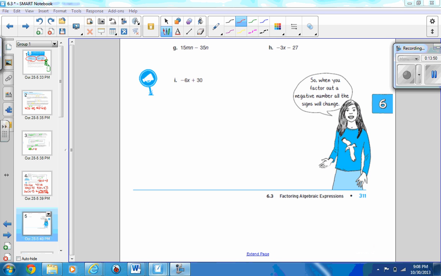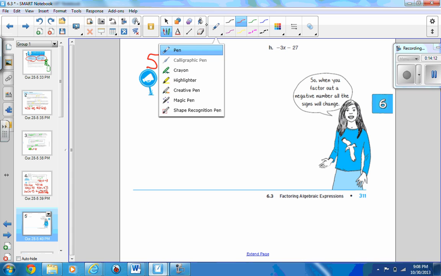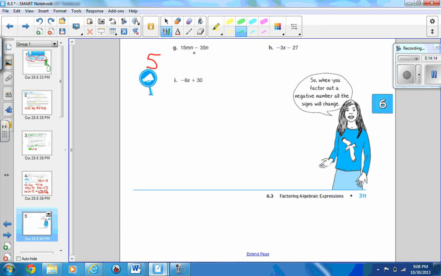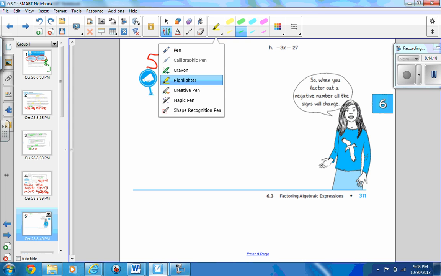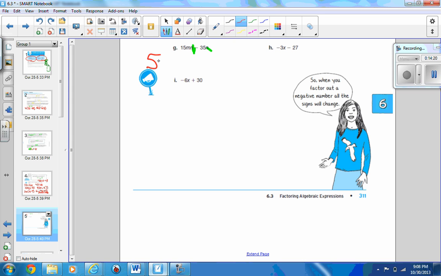Okay, so let's try G together. Let's see what we have in common. Let's look at our coefficients first. Well, we know 5 goes into 15 and 35. So we're going to break this apart just to make this a little bit easier to see, especially in the beginning here. So a 5 can be taken out of that one. But they also have an n factor. Hopefully you can see that. They also have this n right here. And since both of them have n, we can factor out n.